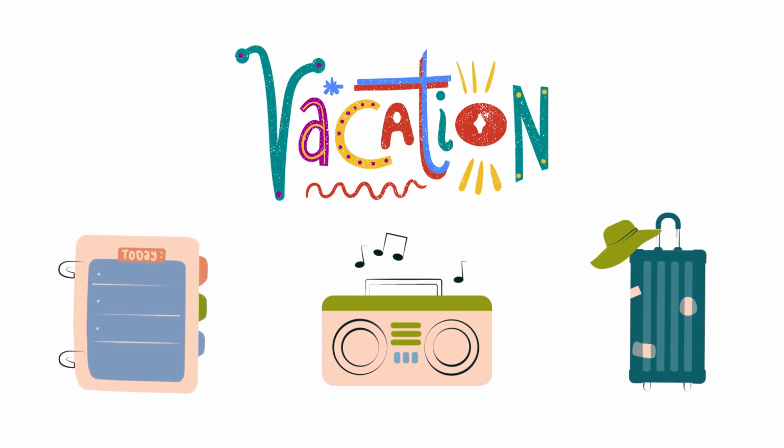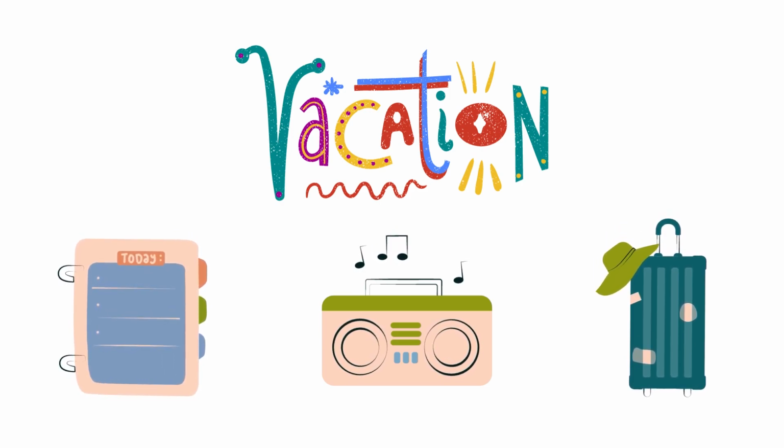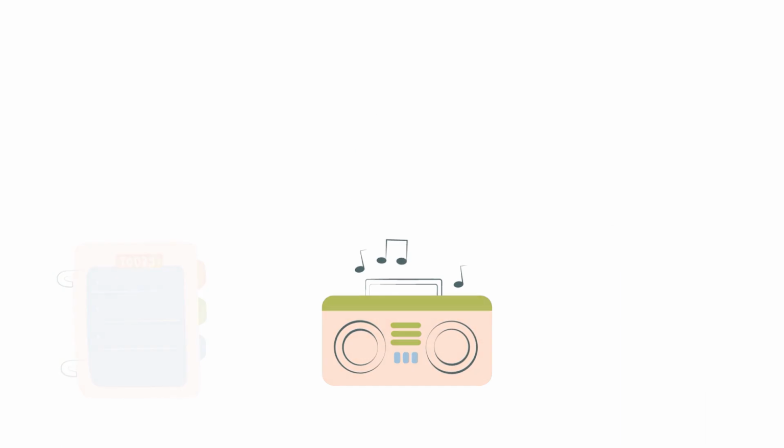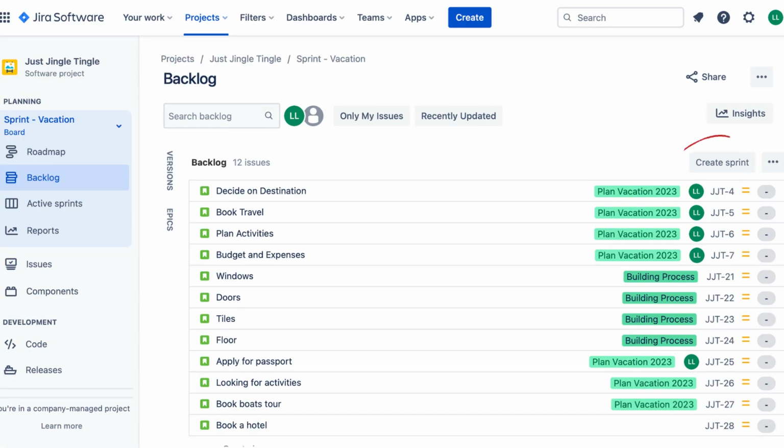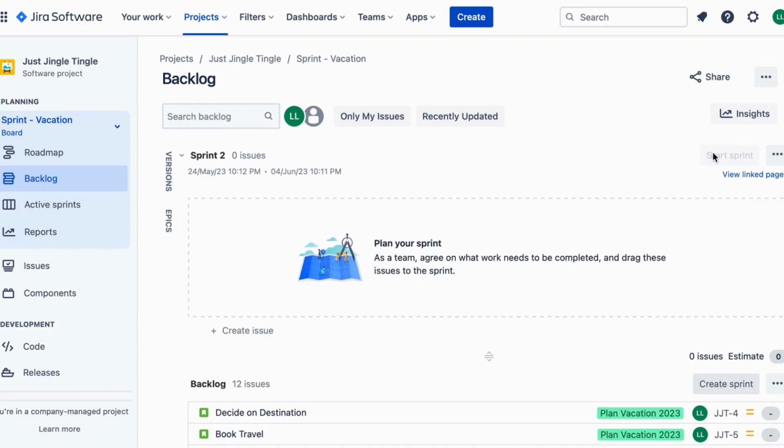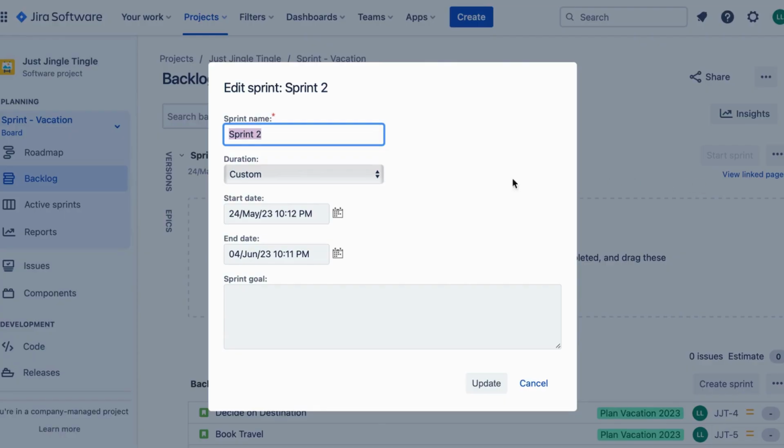Let's say you're planning a vacation with your family and want to use JIRA to help manage the planning process. Here's how you can create a sprint for your vacation project in JIRA. First, click the Create button in JIRA, then select Sprint from the drop-down menu.